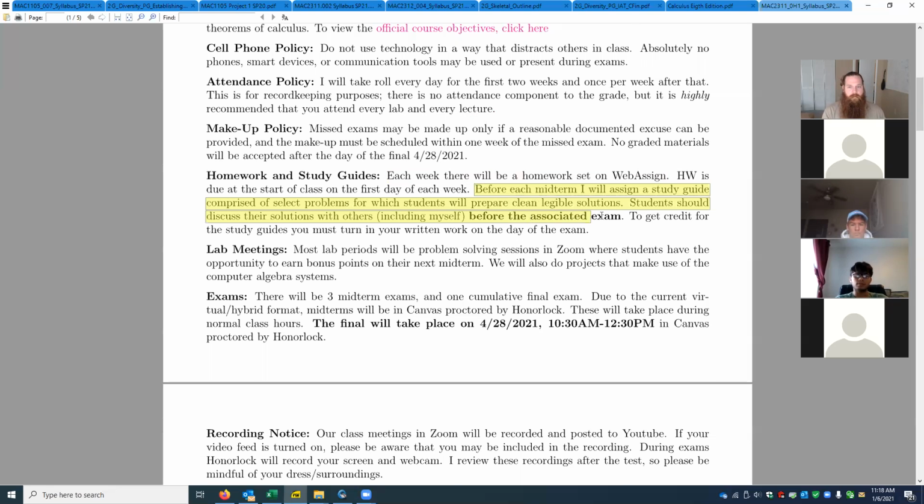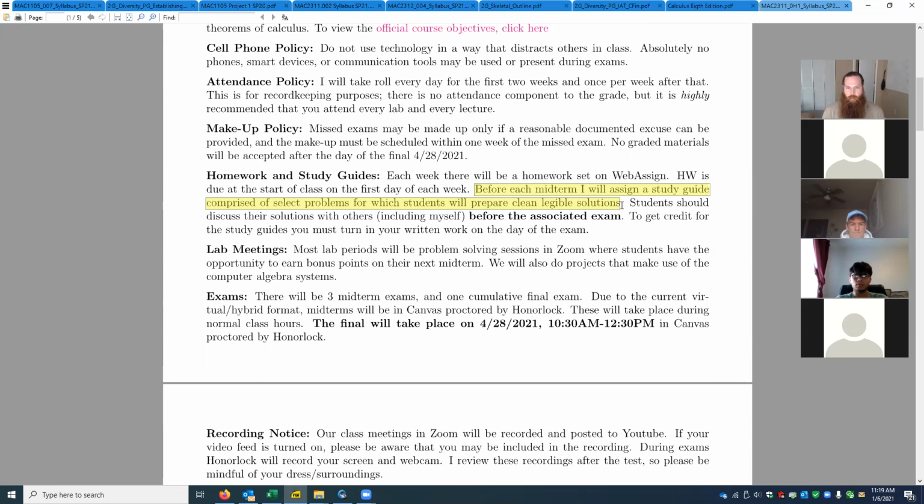Before each midterm exam, I'm going to publish a special homework assignment called a study guide. You have to solve the study guide problems in WebAssign, but that's not where the study guide grade comes from. The study guide grade comes from you scanning your written work for those problems. Just like you would hand in the written work in class, here online you're going to scan them. I like the app CamScanner, but if you have an actual physical scanner, that's even better.